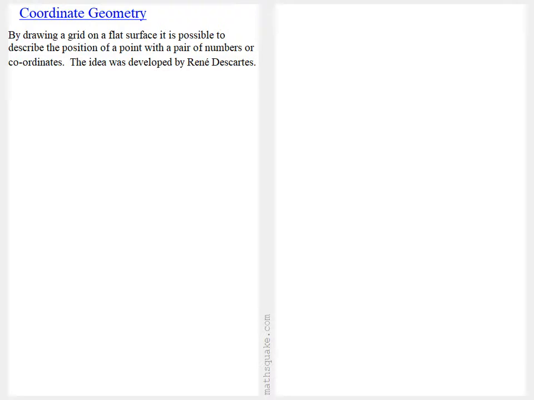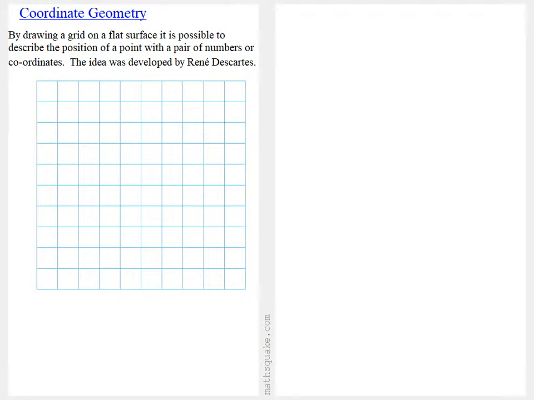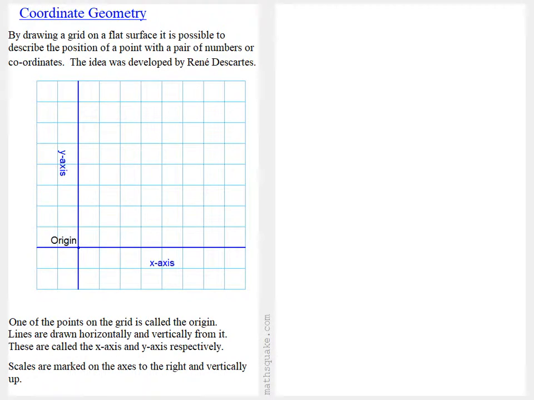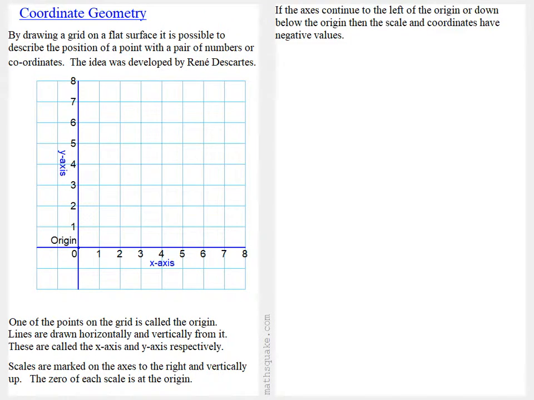solved using geometry. On the grid, one of the points is called the origin. Lines are drawn horizontally and vertically from it. These are called the x-axis and the y-axis respectively. Scales are marked on the axes to the right and vertically up. The zero of each scale is at the origin. If the axes continue to the left of the origin or down below the origin, then the scale and coordinates have negative values.